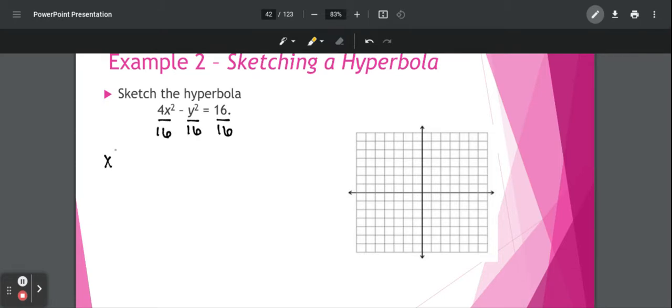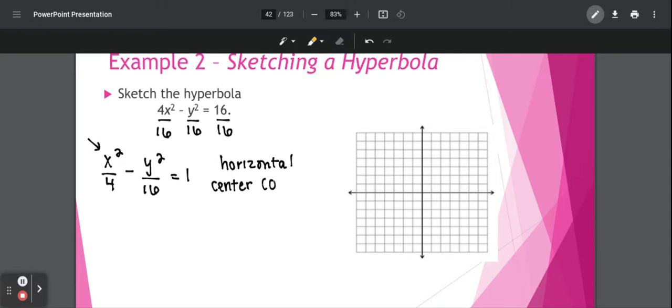And so we get x squared over 4 minus y squared over 16 equals 1. And when you look at that x squared and y squared, the x squared comes first. So this is going to be horizontal. We know in this case the center, since we're not subtracting an h and a k, the center is at 0, 0.